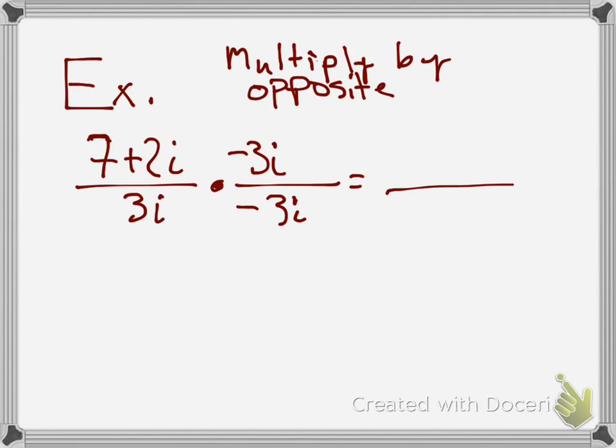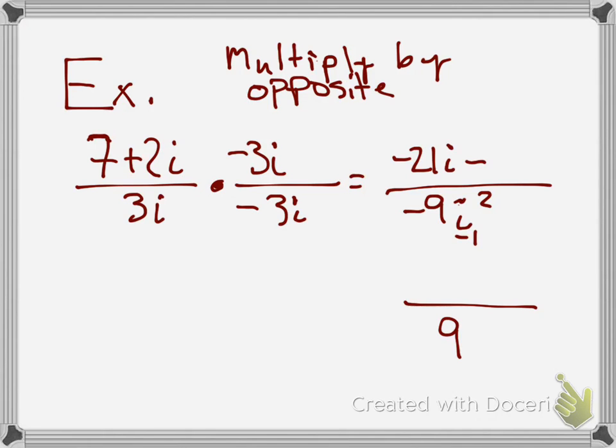So when I multiply the denominator by positive 3i and negative 3i, I get negative 9i squared. i squared is equal to negative 1, so negative 1 times a negative 9 is positive 9. Negative 3i times 7 gives me negative 21i. Negative 3 times 2 gives me negative 6i squared. Now, i squared again is negative 1, so a negative 1 times a negative 6 gives me positive 6.